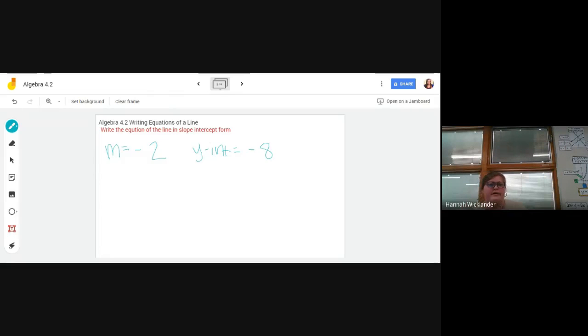So the instructions say write the equation, because I did not type that correctly. Write the equation of the line in slope-intercept form. What is slope-intercept form again? Refresh me.